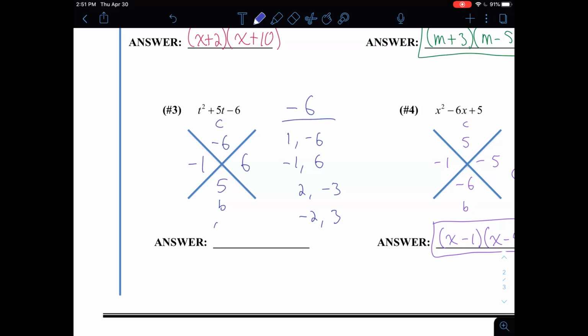So now our final answer is going to be t minus 1 times t plus 6. And that's our final answer. If you were to FOIL that again, like I said, it's going to get back to the original problem.